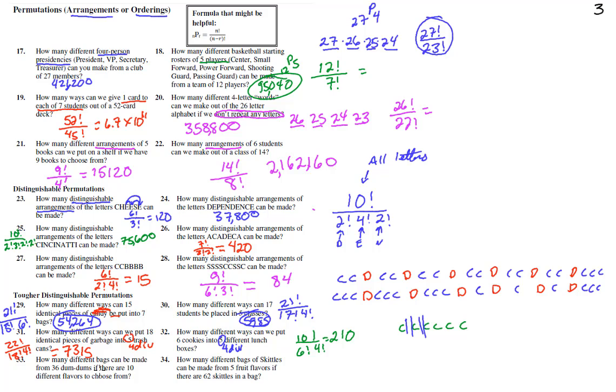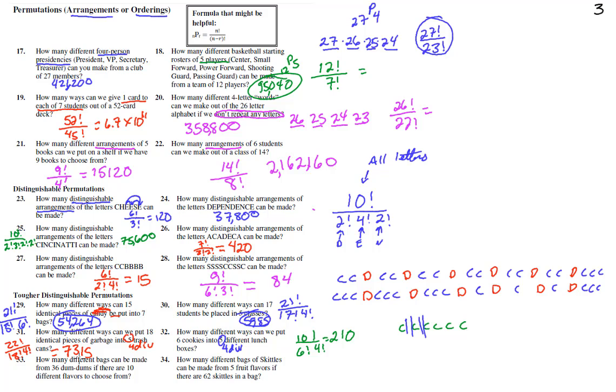How many different bags can be made from 36 Dum-Dums if there are 10 different flavors to choose from? Ooh, this is kind of a flip of what's going on. So certainly we're going to use the 36 and 46, so we're going to have a 45 factorial. But the question is, is it going to be 36 and 9 or is it 35 and 10?